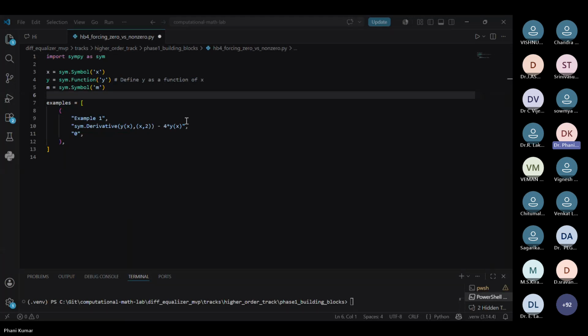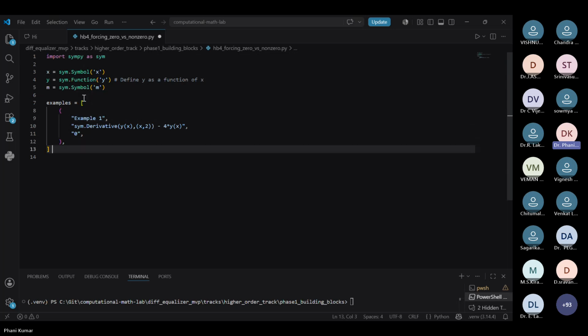sim.derivative y of x, x 2, minus 4 of x. Suppose I want to express sim.derivative of y of x, x comma 1, it represents dy by dx. If we replace 2 with 3, then we get d cube y by dx cube. So like that, we can express this in Python programming. Right.